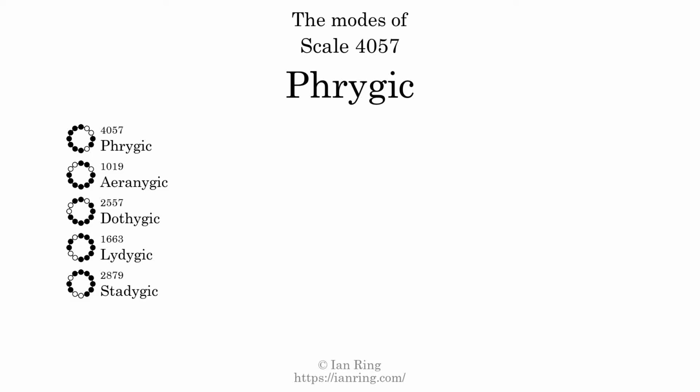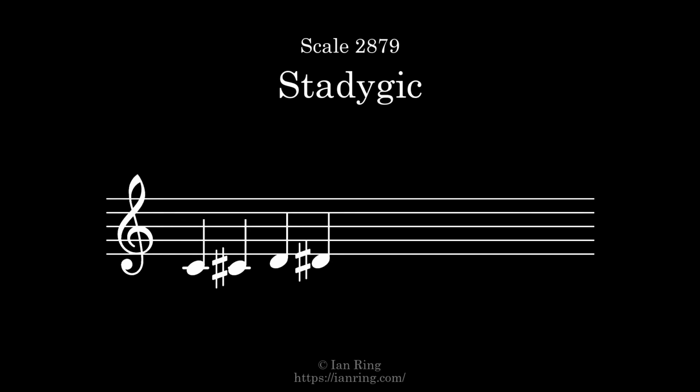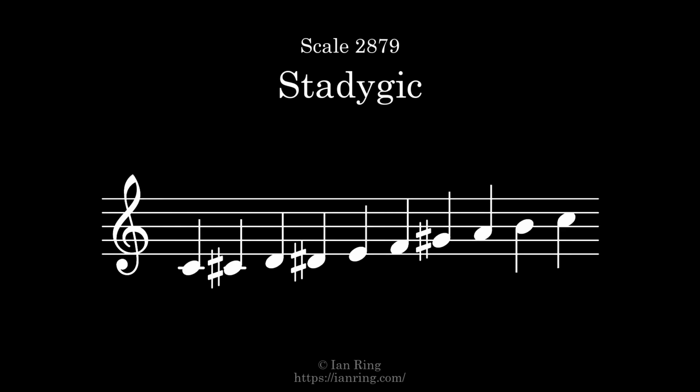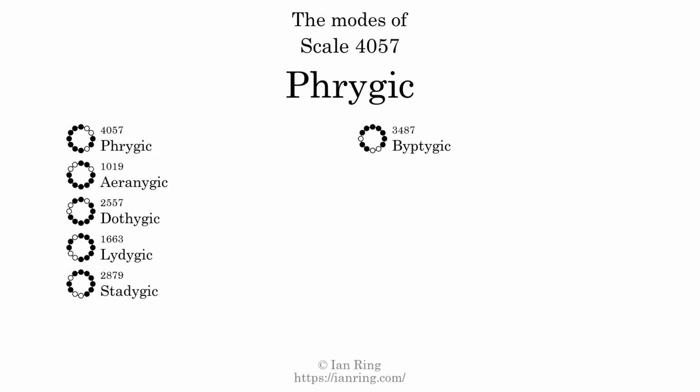The fifth mode is scale 2879, also known as Phrygic. It sounds like this. The sixth mode is scale 3487, also known as Phrygic. It sounds like this.